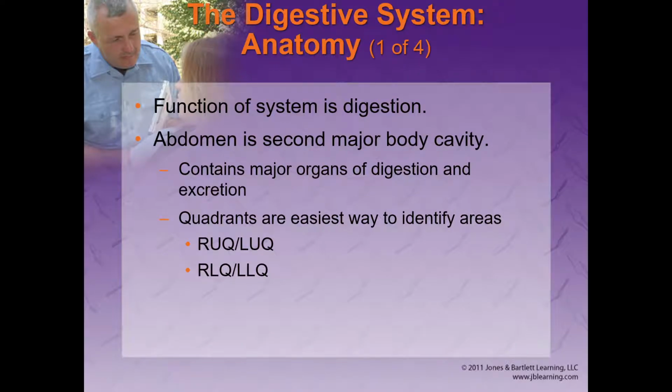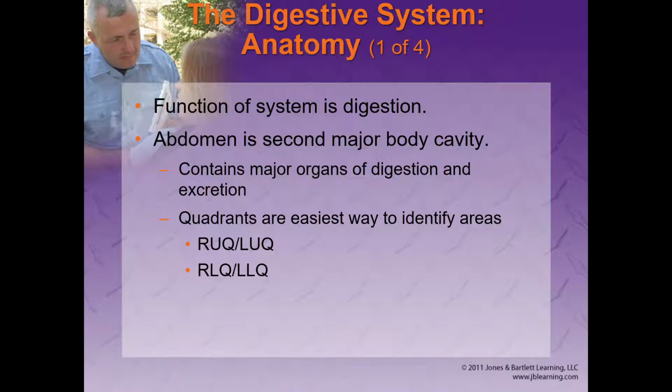So we'll go ahead and continue on talking about anatomy. This one will be the digestive system. So the function of the digestive system is digestion, which is basically the process that takes food from its original form as you eat it and then makes it something that the body can actually use. This is also called your gastrointestinal system or your GI system.